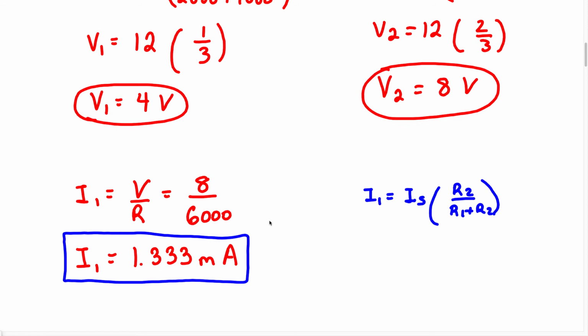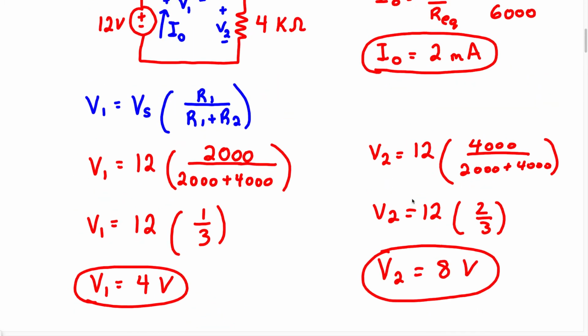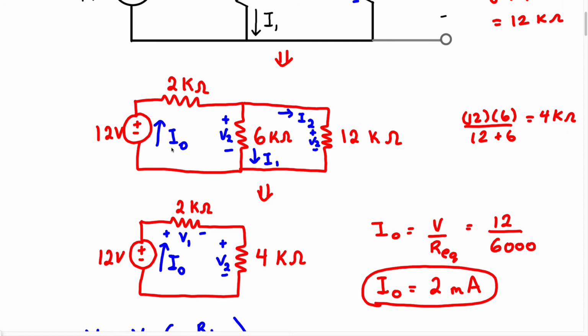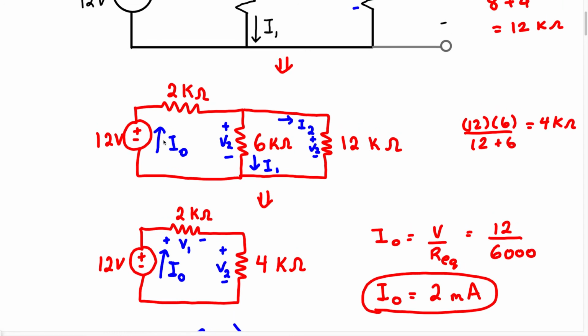By the way, you can use this to find the current I1 again if you want to compare your answers. I'm just showing you there are so many different ways we can solve these problems. But I want to find the current I2. So I'm going to have the current I2 equals IS. Now we know IS is just going to be the source current, and that's going to be this I sub 0 we labeled here.